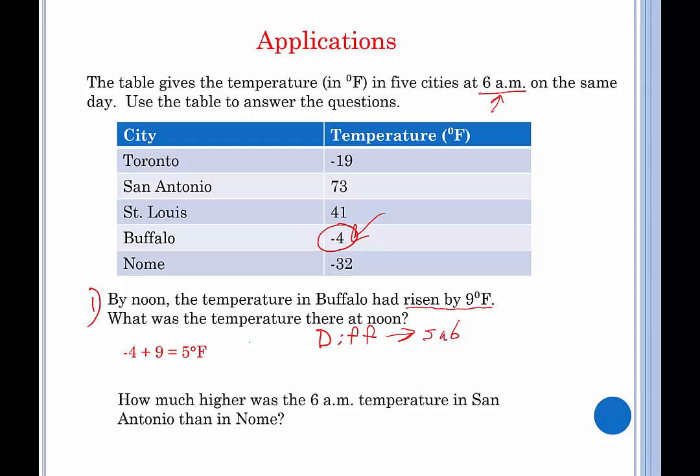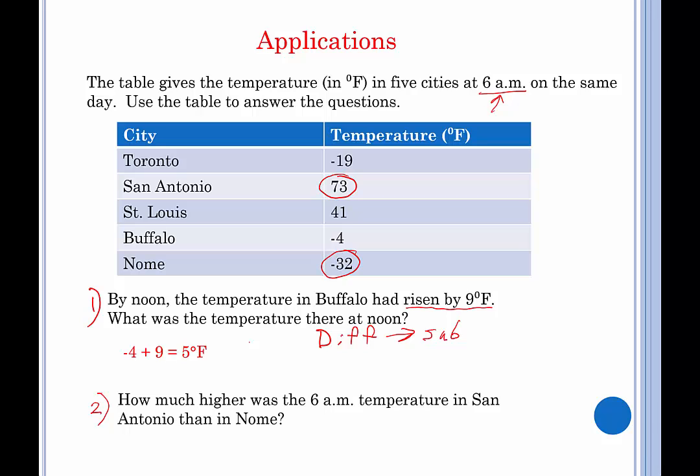So subtracting the 4 and the 9 gives us the 5, keeping the sign of the larger gives us the positive. Now for the second question, how much higher was the 6 a.m. temperature in San Antonio than in Nome? So we are now looking at San Antonio, which is 73 degrees, and Nome, which is -32 degrees.